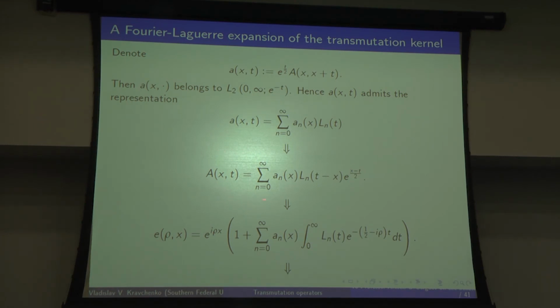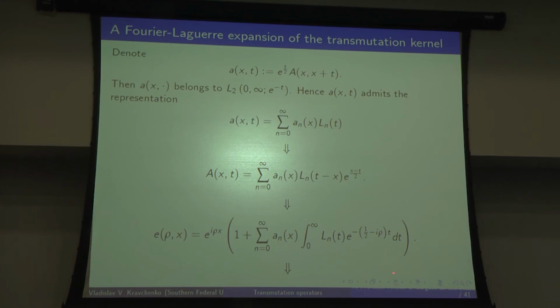Now, the question, of course, is what about these coefficients? The representation exists; it converges in the L2 sense at least. But what about these coefficients? I will answer this question a little bit later. But first, I'm just using this representation. I take it and put it into the transmutation operator, into the Levin representation. So I put it here, okay?